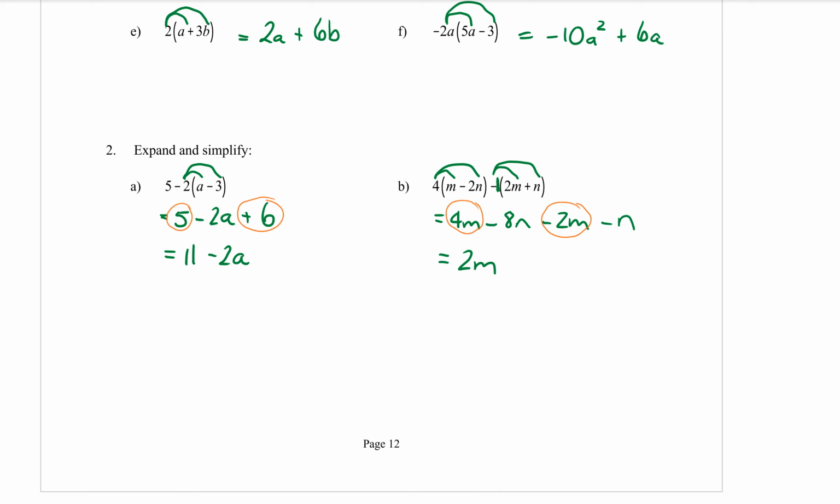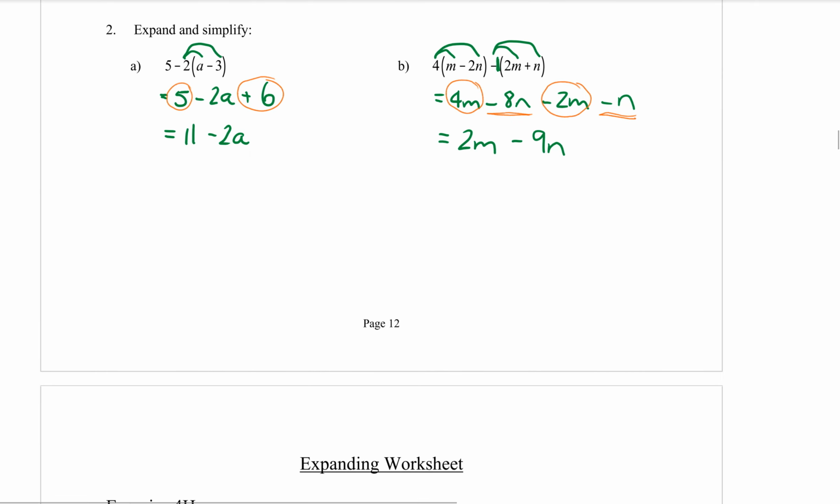But these ones are like terms as well. Minus 8n and minus 1n, which makes, wrong way. No, not timesing. Minus 8 minus another 1. Minus 9. Minus 9n. Yep. All those minus signs. All the deal with those minus signs. All right, so that's it. That's what we're practicing on page 13.